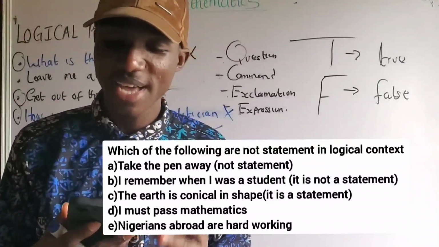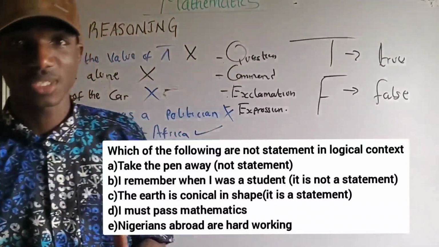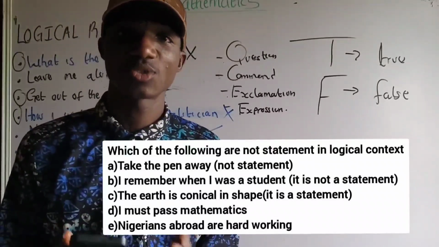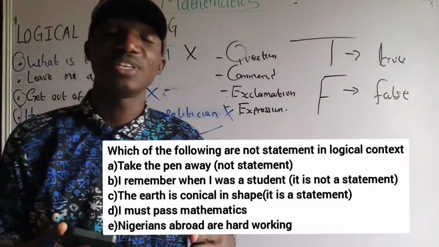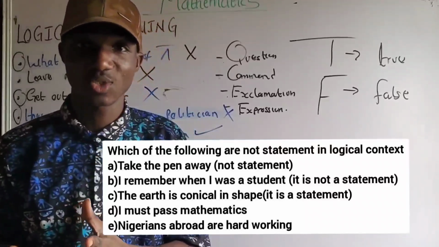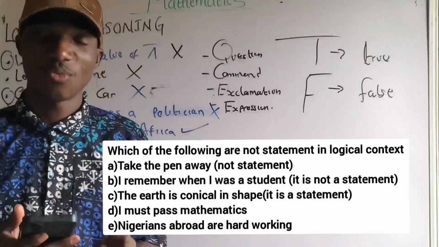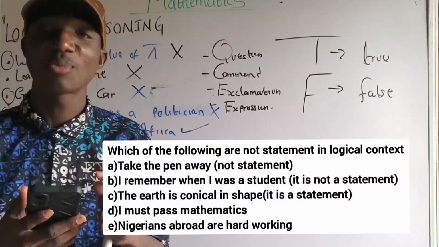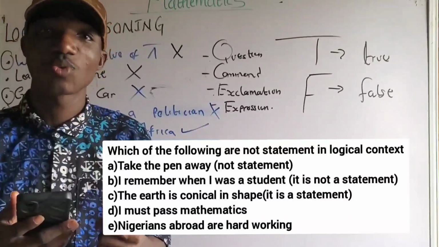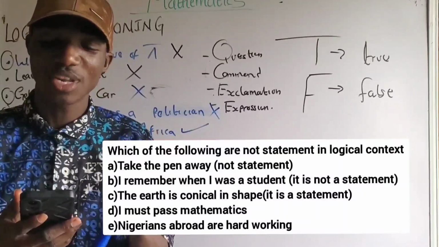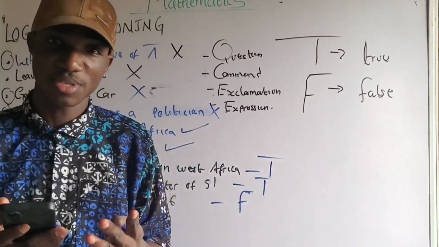Another one is the earth is conical in shape. That is a statement. The reason is because it can be used in logical context. The earth is conical in shape. It is affirming the identity of something. Are you getting it? So it can be used in logical context. Hence, it is regarded as a statement. We have another sentence here. I must pass mathematics. That is also not a statement. Another one, we have Nigerians abroad are hardworking. That is a statement. You understand?